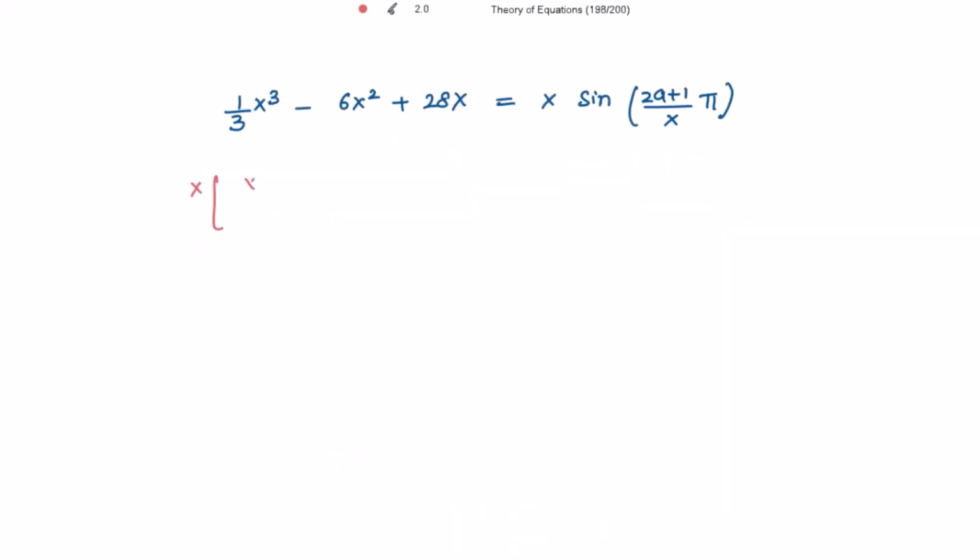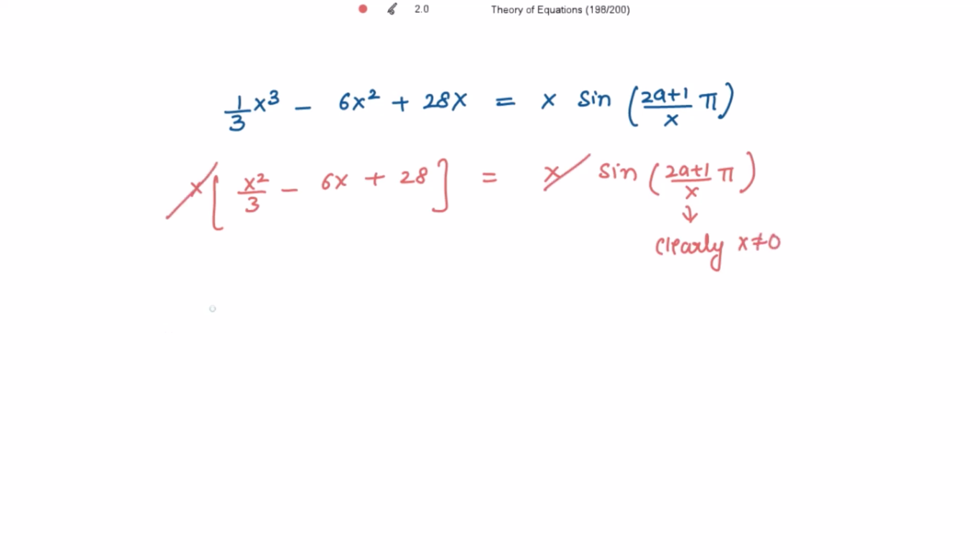Taking x common, we get x squared divided by 3 minus 6x plus 28 equal to x sine of 2a plus 1 divided by x into pi. So clearly x is non-zero. So cancelling these two and taking 1 by 3 common, we get x squared minus 18x plus 84 equal to sine of 2a plus 1 divided by x into pi.